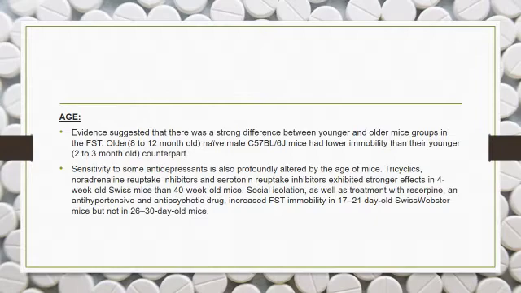Sensitivity to some antidepressants is also profoundly altered by the age of mice. Tricyclics, noradrenaline reuptake inhibitors, and serotonin reuptake inhibitors exhibited stronger effects in 4-week-old Swiss mice than 40-week-old mice. Social isolation as well as treatment with reserpine and antihypertensive and antipsychotic drugs increased FST immobility in 17 to 21-day-old Swiss Webster mice, but not in 26 to 30-day-old mice.